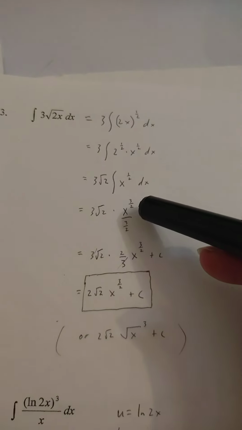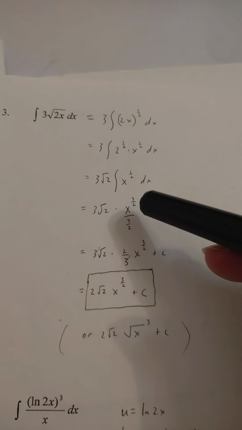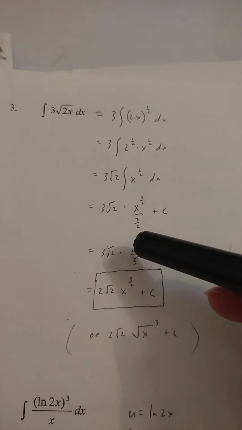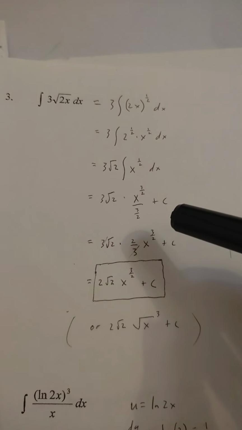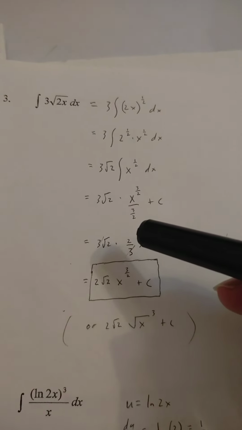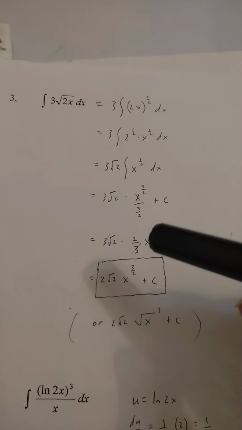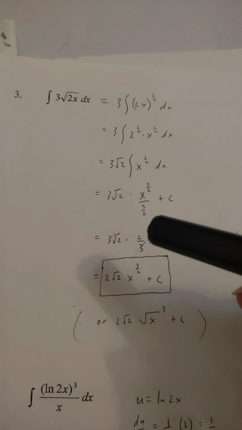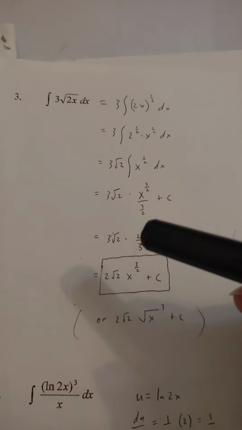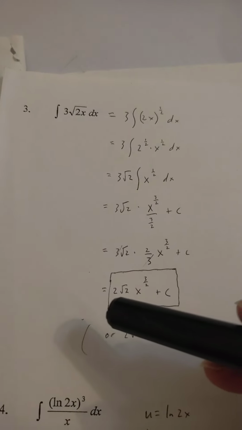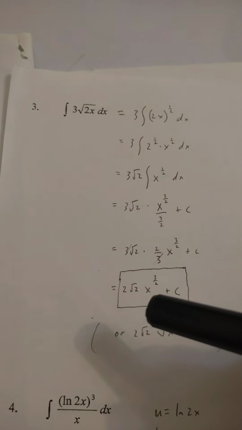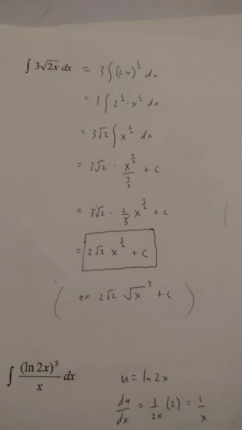1/2 is the same thing as 3/2, which looks better as 3/2, over 3/2 plus c. And then just clean this up a little bit. Dividing by 3/2 means multiplying by 2/3. When I multiply by 2/3, the 3 on the bottom cancels with this 3 over here. So that's why I just have the 2 root 2 times x to the 3/2 plus c.